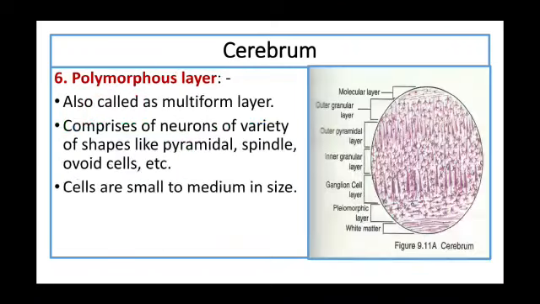Next, coming to the sixth layer, the polymorphous layer, also called the multiform layer. It comprises neurons of a variety of shapes like pyramidal, spindle, ovoid cells, etc. Cells are small to medium in size.